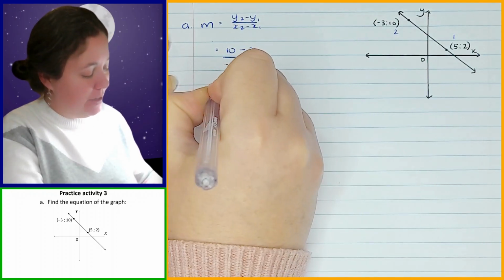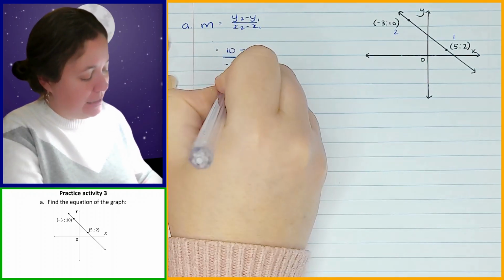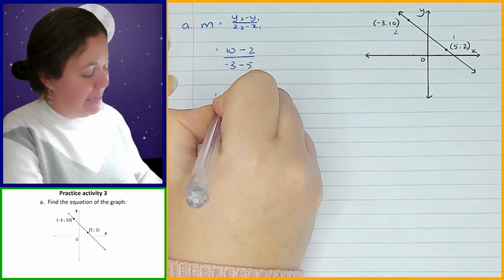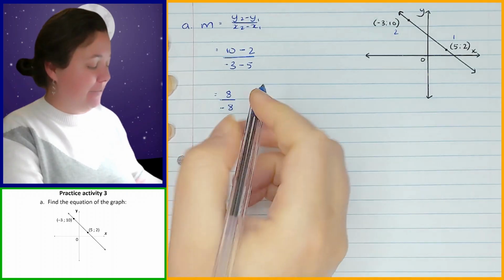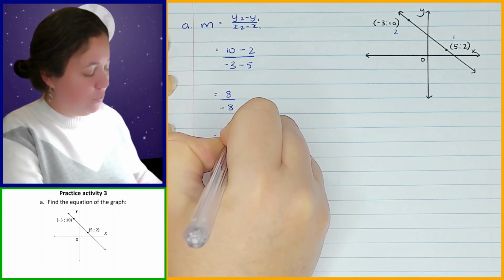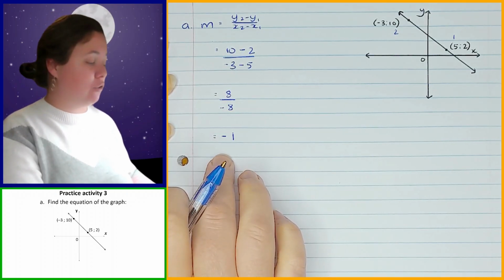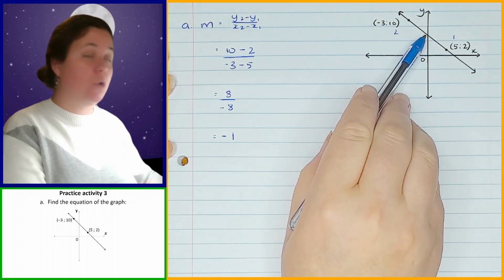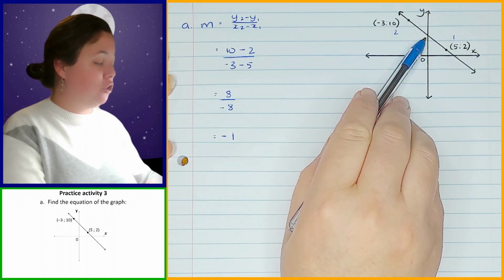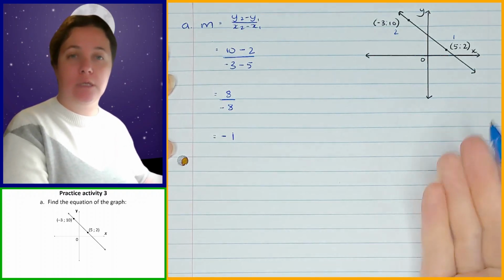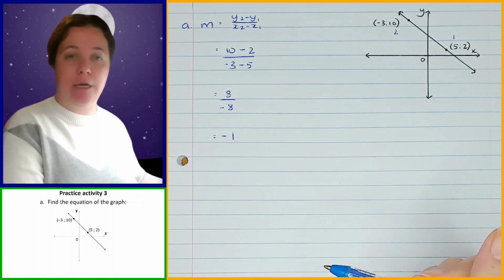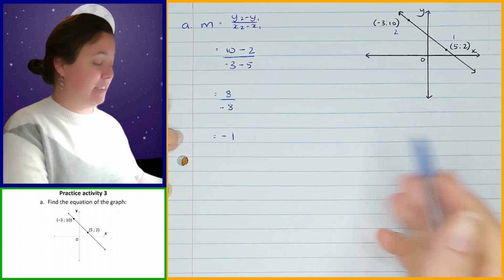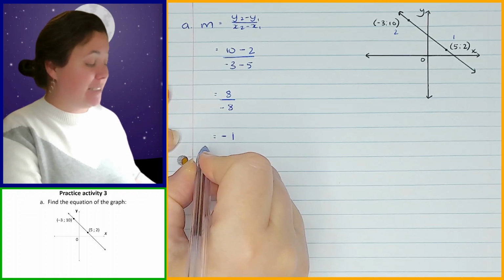Okay, so now we can go and simplify that. So I've got 10 minus 2, that's 8, over -3 minus 5 is -8. So I've got 8 divided by -8, that gives me -1. So my gradient for this graph is -1. Now, I haven't been told what the y-intercept is, so I can't just write down c equals something and fill it into my equation. So now I need to go and work out what my c value is. So first I'm going to write down what I already know.